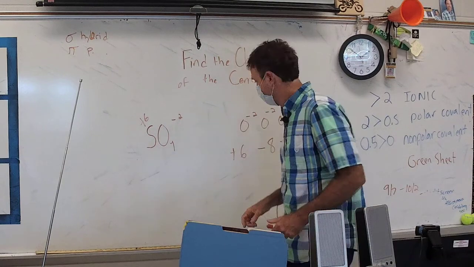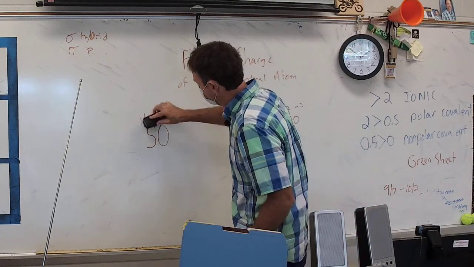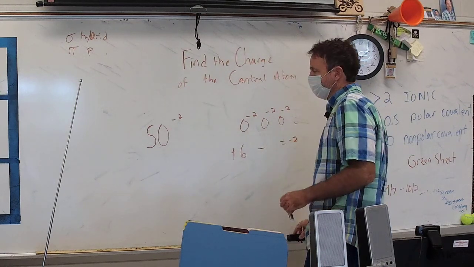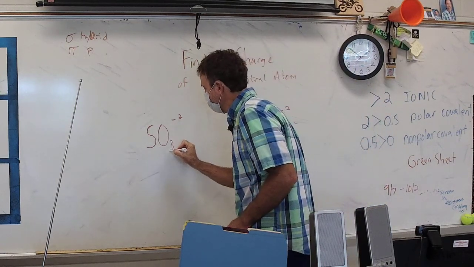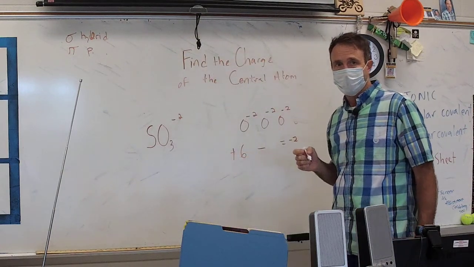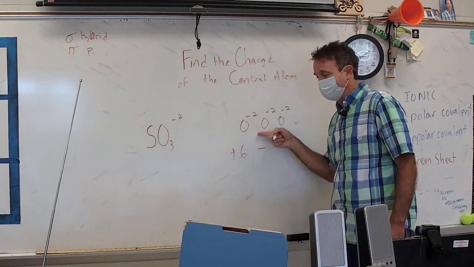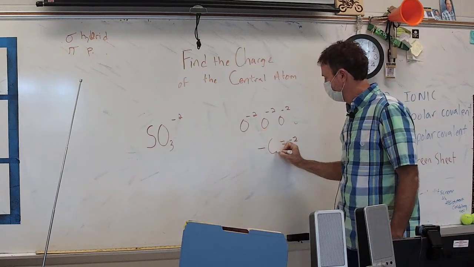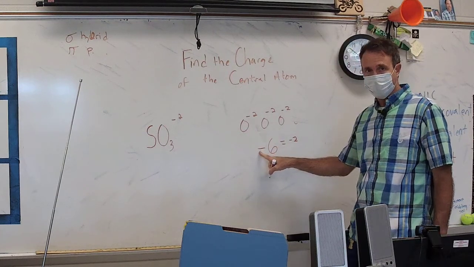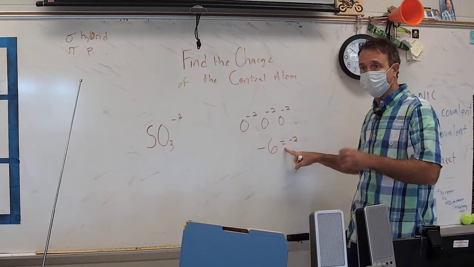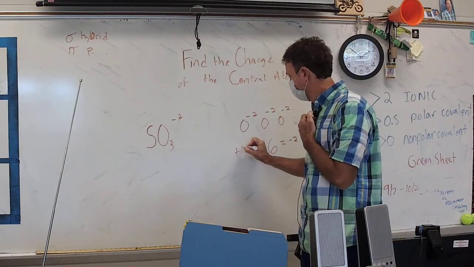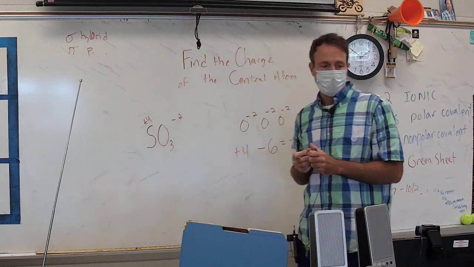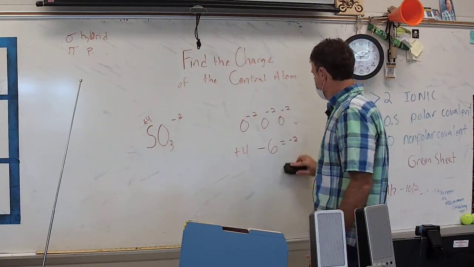Does that make sense? What if we were looking at sulfite? Sulfite is a polyatomic ion, right? That is SO3 -2. So there are 3 oxygens, and the 3 oxygens all add up to -6. What minus 6 equals -2? What's your guess? +4. So sulfur in sulfite is in a +4 situation.